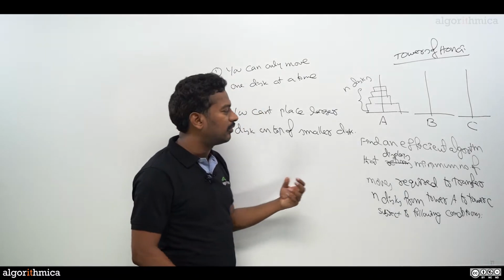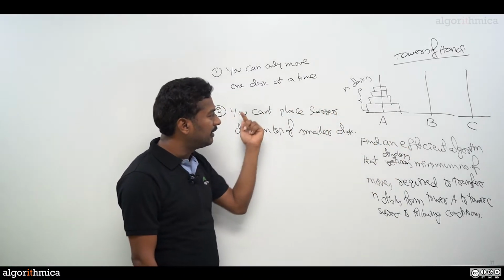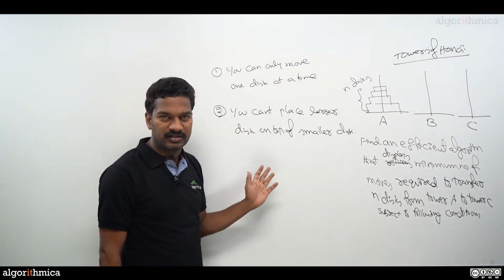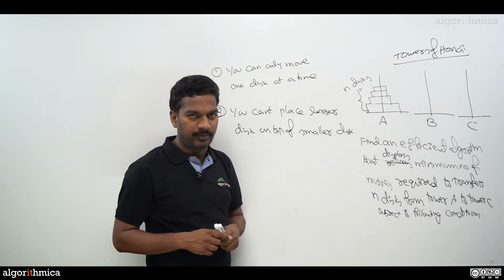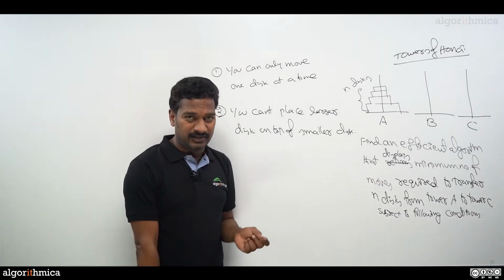All we have to do here is find the most efficient algorithm to solve them for any number of disks. That's what we call the Towers of Hanoi problem. So how do you attack this problem?